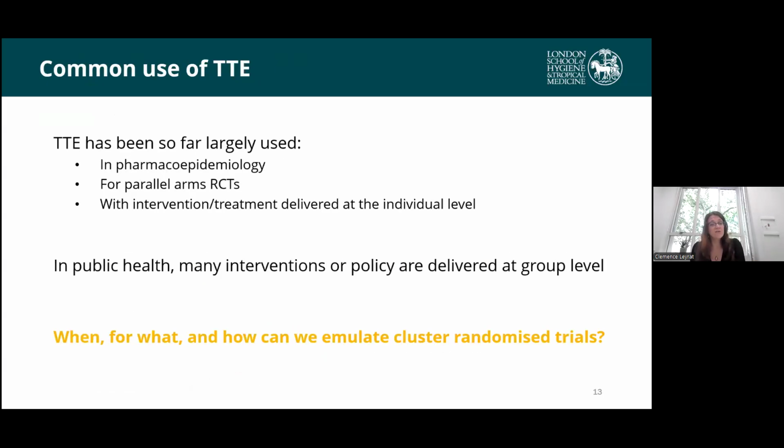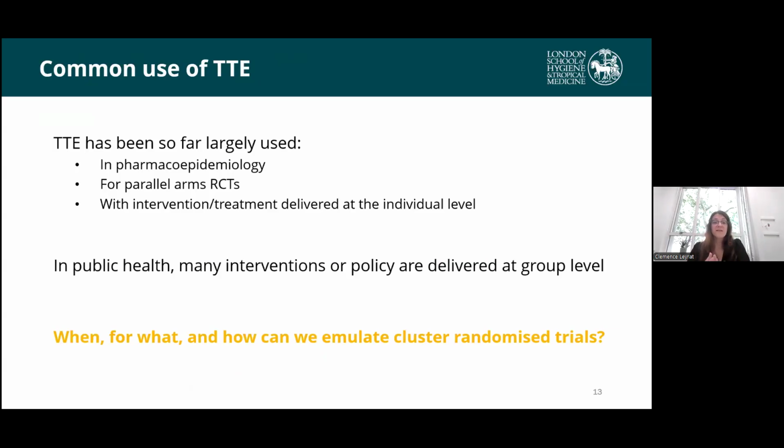So far in the literature, target trial emulation has been used largely in pharmacoepidemiology, not only, but it's where we saw great examples. Mostly for parallel arm randomized trials, not only, but the vast majority, and with interventions or treatments delivered at the individual level.